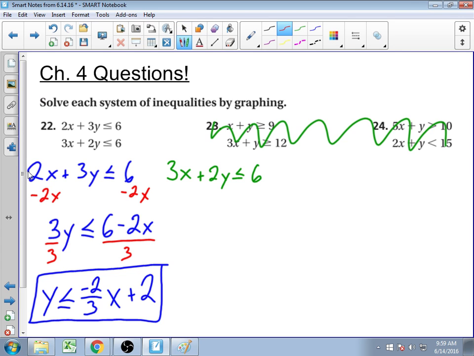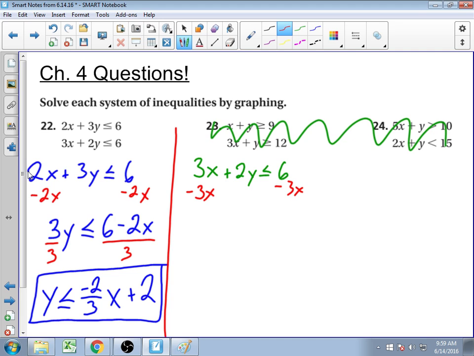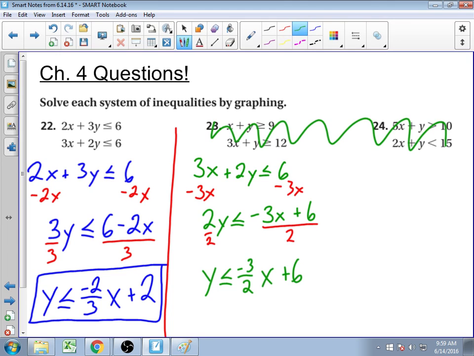Then I need to manipulate my other inequality. So I'm going to move again first. That gives me 2y less than, I'm just going to go ahead and write my x term first. I then divide by 2 everywhere. That gives me y less than or equal to negative 3 halves x plus 6.